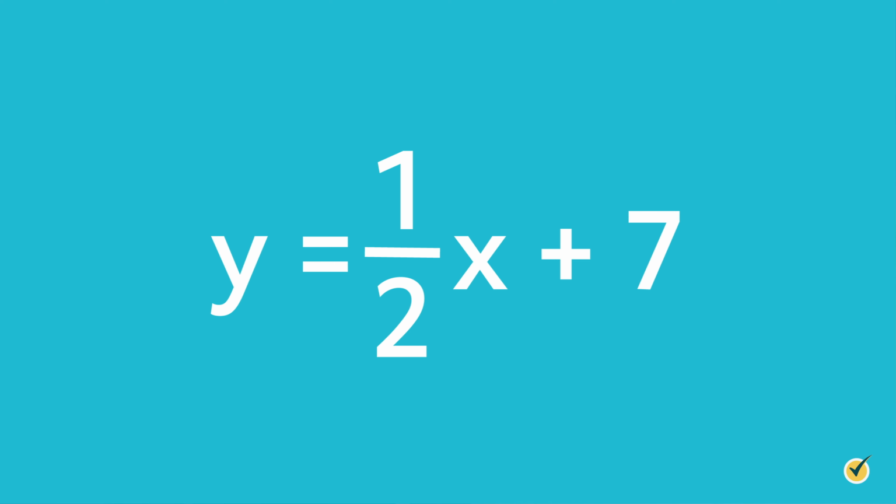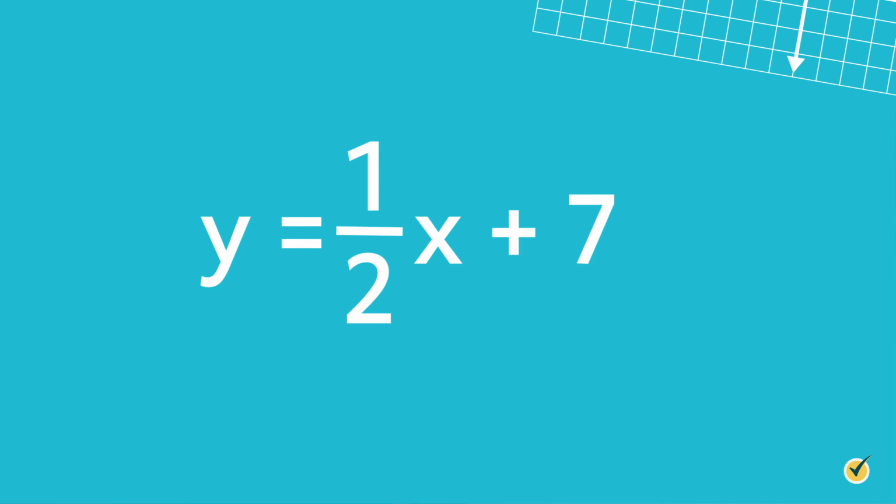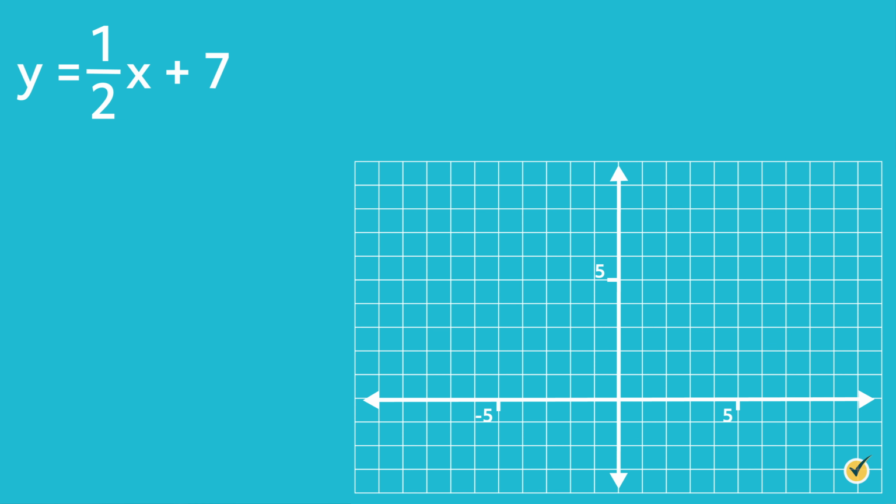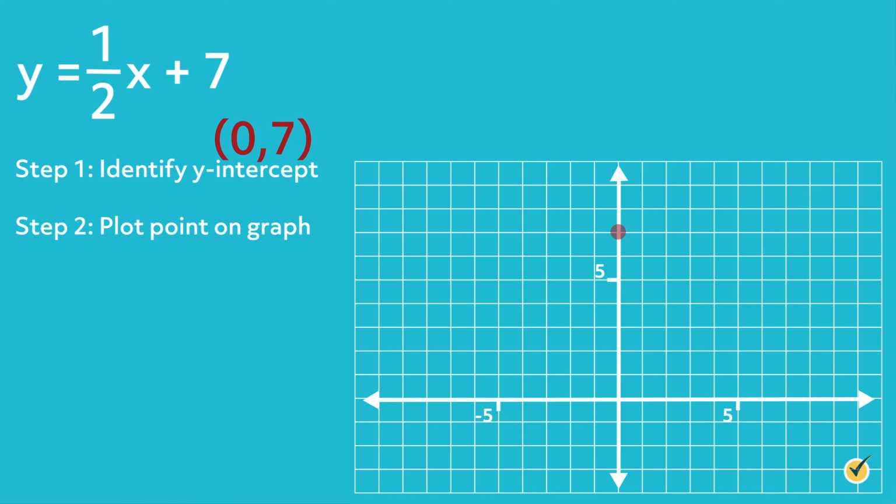Now that we know how to identify our slope and y-intercept, let's look at how we can use these two things to graph our equation. Our first step is to identify the y-intercept. For our equation above, we already did this. Our y-intercept is 0, 7. The second step is to plot that point on our graph. So we are going to place a point at 0, 7.